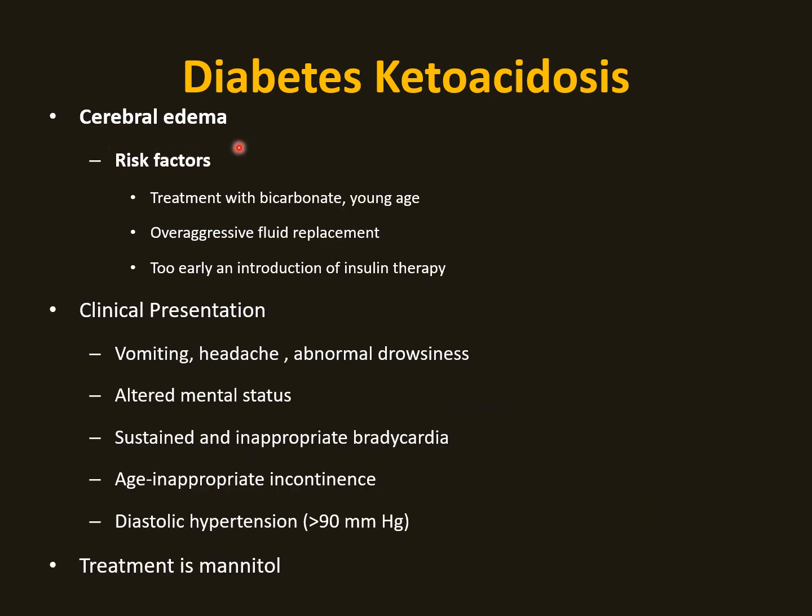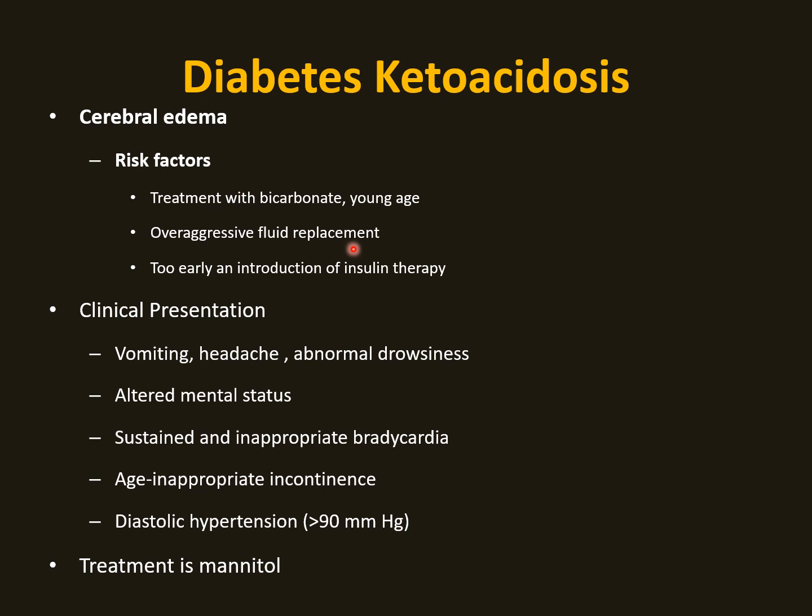Cerebral edema is the most important complication to keep in mind when you are treating a child with DKA. A risk factor for developing cerebral edema is treatment with bicarb. Acidosis should be corrected with IV hydration and insulin, not bicarb, so do not use bicarb in cases of DKA.